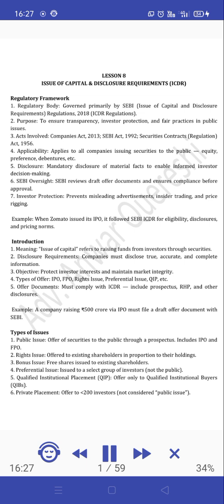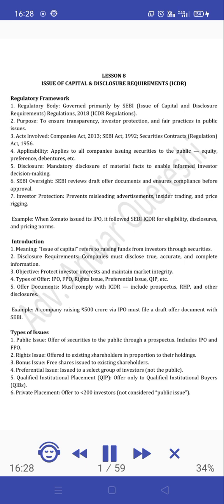Introduction. 1. Meaning. Issue of capital refers to raising funds from investors through securities. 2. Disclosure requirements. Companies must disclose true, accurate, and complete information. 3. Objective. Protect investor interests and maintain market integrity. 4. Types of offer. IPO, FPO, rights issue, preferential issue, QIP, etc.